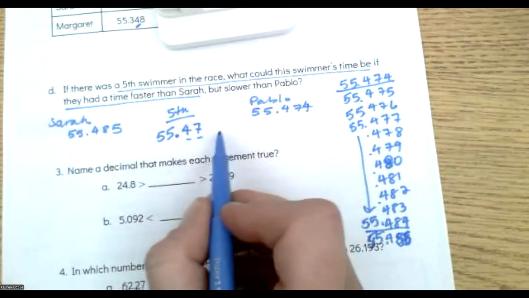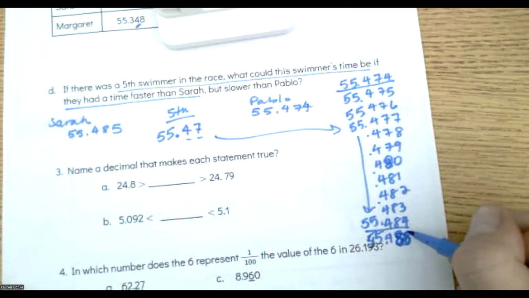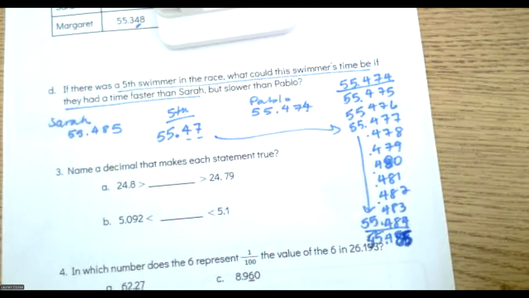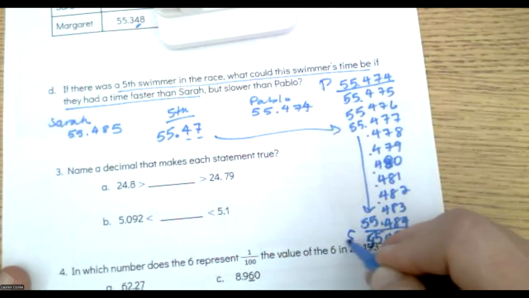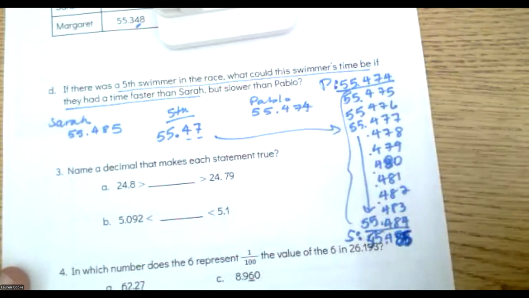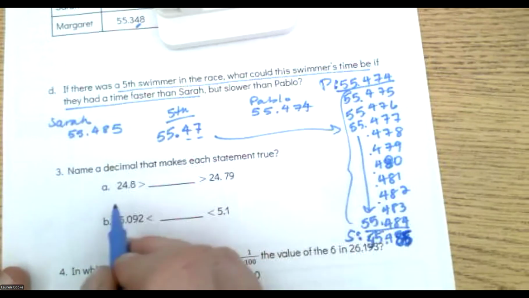The fifth person can have any of these scores because Sarah's is 55 and 485 thousandths. So any of these would be faster than Sarah, but slower than Pablo. Okay. So any of these times. This is Pablo and this is Sarah. Okay. Any of these. All right, name a decimal that makes each statement true.